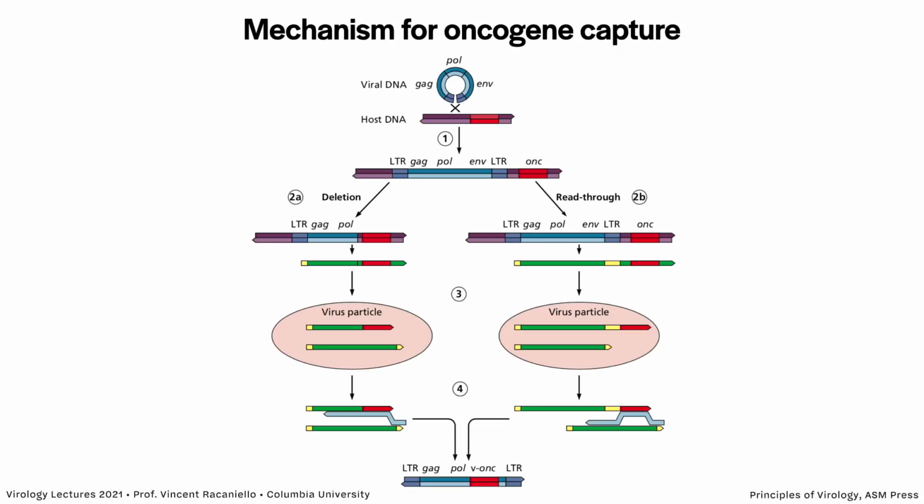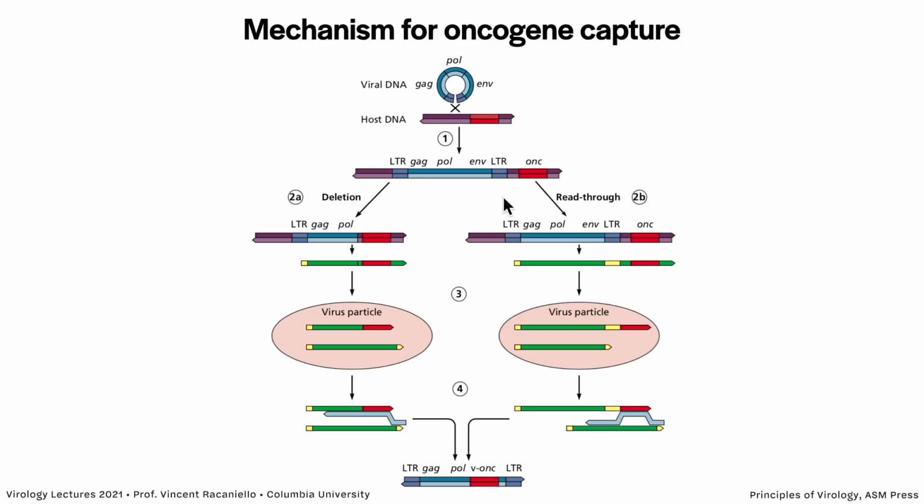So let's talk about how that works. How do these viruses capture an oncogene? Remember, reverse transcription gives you a double-stranded DNA copy of the RNA genome. It integrates into host DNA. The integration is fairly random. If it occurs next to an oncogene, that's a cellular gene, and obviously it's involved in growth control, right? Because that's the phenotype, uncontrolled growth.